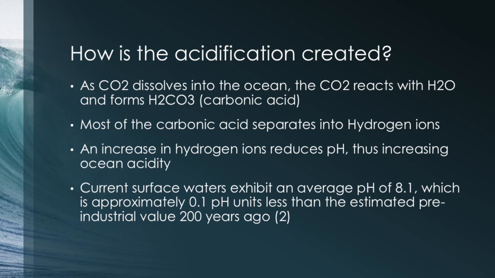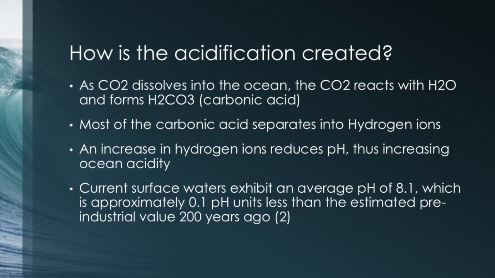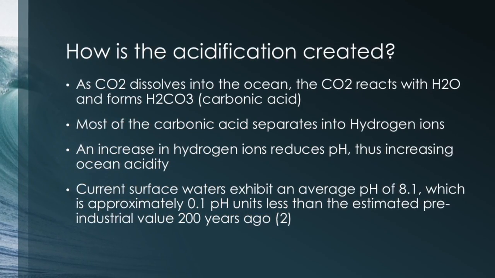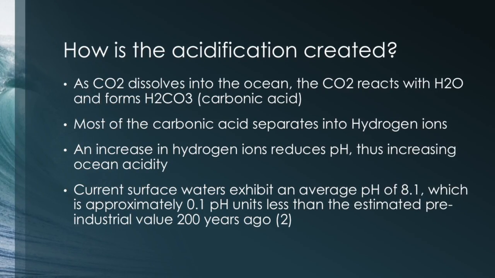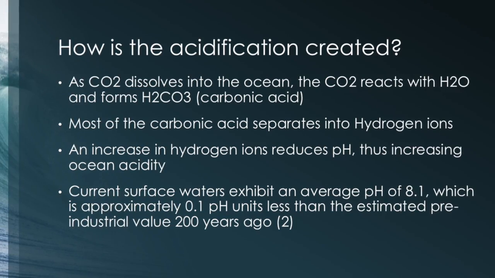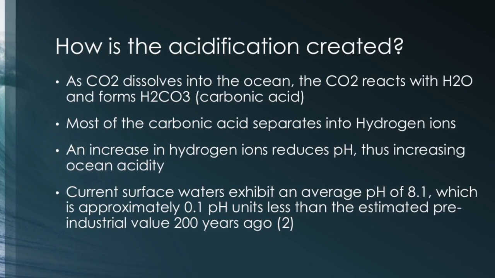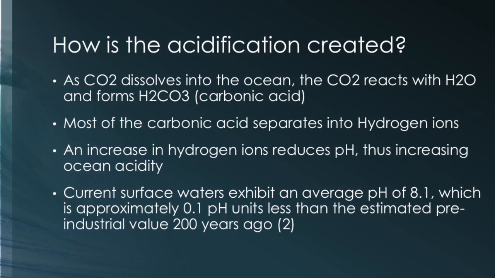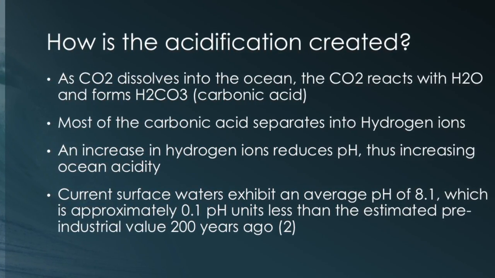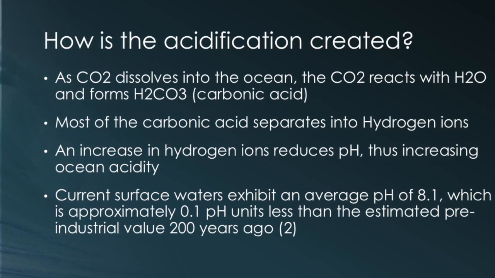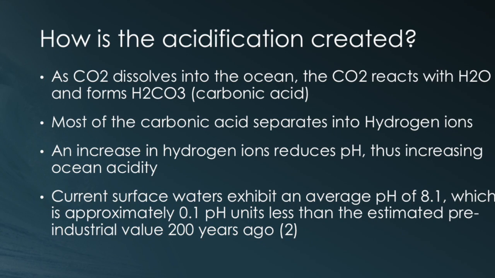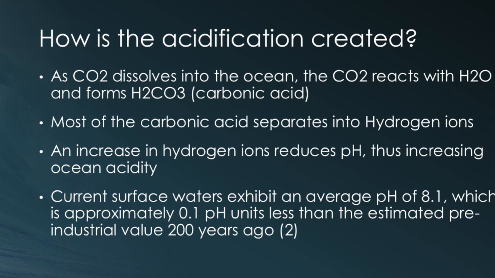And so how is acidification created? As I just mentioned, as CO2 dissolves into the ocean, the CO2 reacts with H2O to form carbonic acid, H2CO3. Most of the carbonic acid separates into hydrogen ions. An increase in the hydrogen ions reduces pH, thus increasing the ocean's acidity. Current surface waters exhibit an average pH of 8.1, which is approximately 0.1 pH units less than the estimated pre-industrial revolution value 200 years ago.